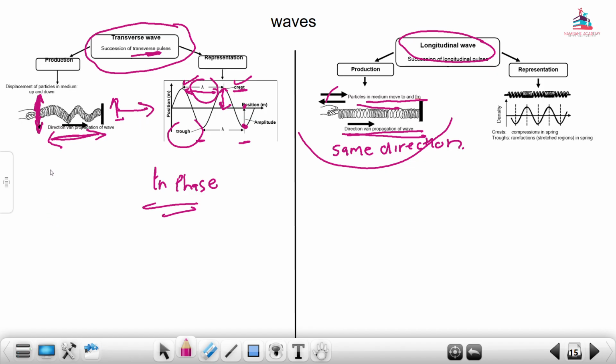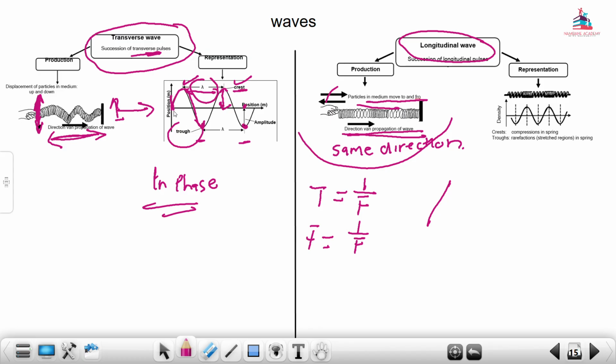So what's important for you to know for this topic? Remember, you must be able to position where's your crest, amplitude, wavelength. Also, you must be able to calculate your period, which is given by T is equal to 1 over frequency. Your frequency, which is given by f, is equal to 1 over T, and then you must also know the difference between your time and period. So period is the time you take to complete one wave.